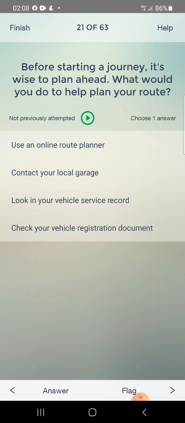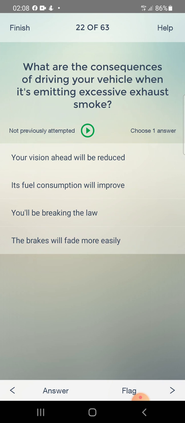Use an online route planner, contact your local garage, look in your vehicle service record, check your vehicle registration document. First. Use an online route planner. What are the consequences of driving your vehicle when it's emitting excessive exhaust smoke? Your vision ahead will be reduced, its fuel consumption will increase, you will be breaking the law, the brakes will fade more easily.